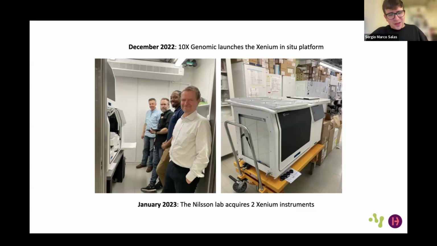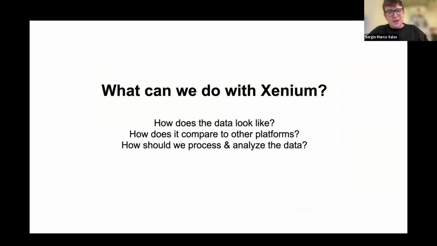At that point, we acquired the machines, and of course, we were gaining experience in the lab generating these data sets and analyzing them. So we had a very easy question, which is what my study focuses on: what can we actually do with Xenium? How useful is this technology? What is the new biology we can learn from this type of data?